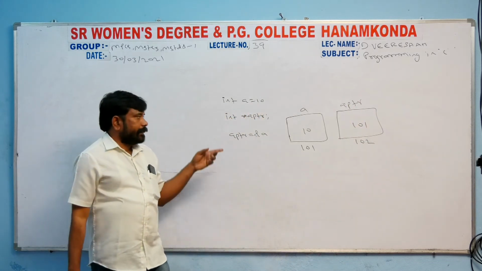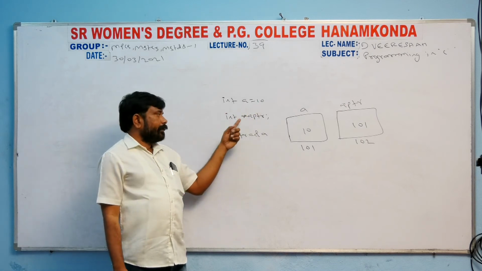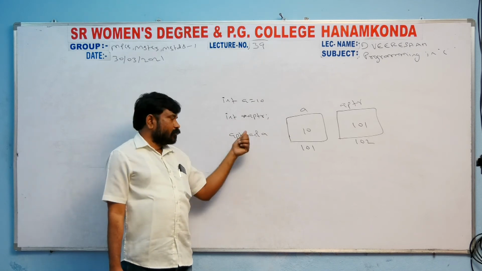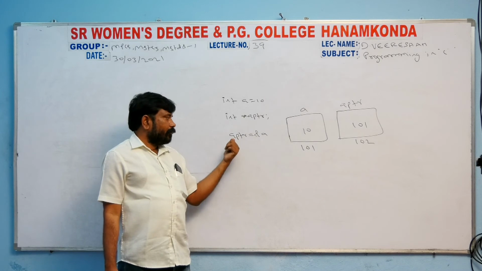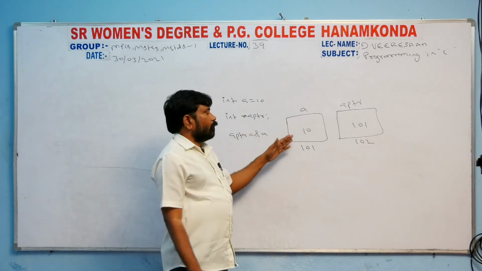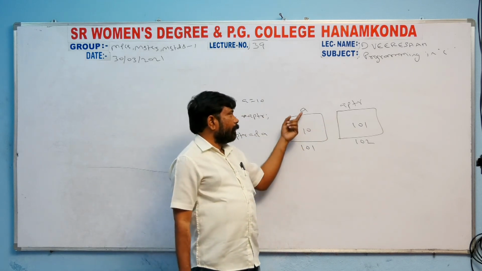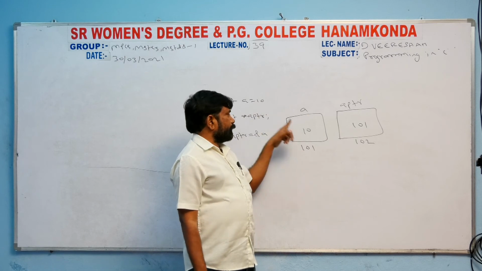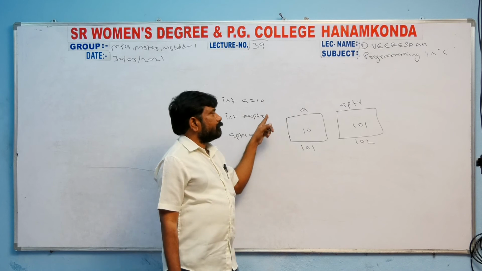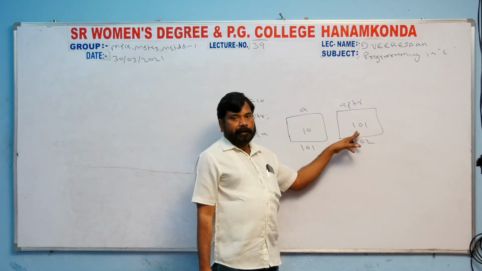So the meaning of the statements is like that. Integer A is equal to 10, then integer star A pointer is equal to address of A. It means I am storing the address of A into the variable A pointer. Now internally, in pictorial form, the variable name is A, in that I am storing 10, and it has the address 101. I have declared another variable A pointer, and I am storing the address of A here.